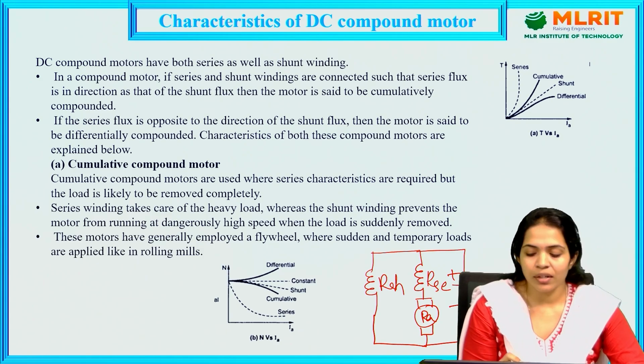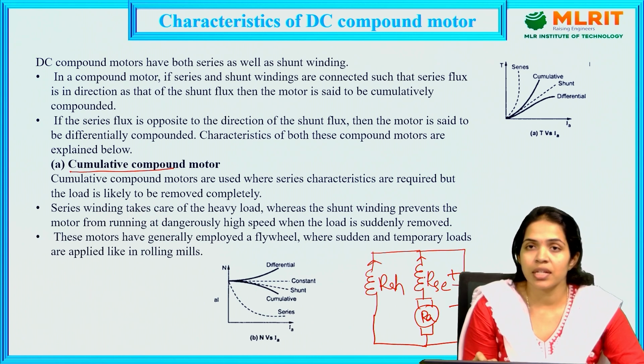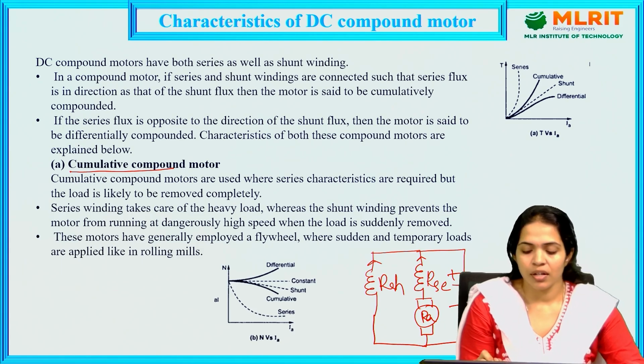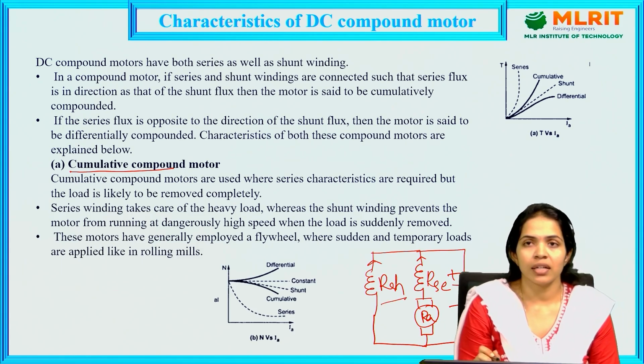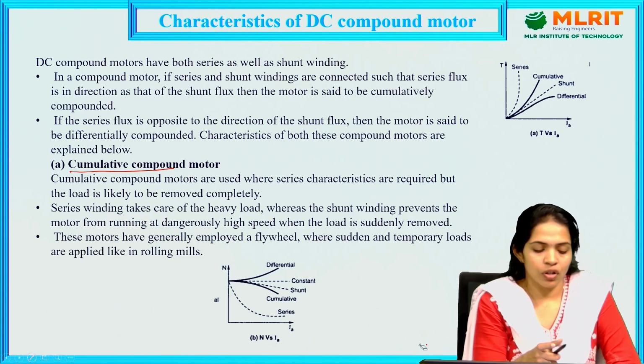So we know that when the flux in the series field aids the flux in the shunt field, it is called a cumulative compound motor. And when the flux in the series field winding opposes the flux in the shunt field winding, then it is called a differential compound motor. So we are going to see the circuit of the compound motor.